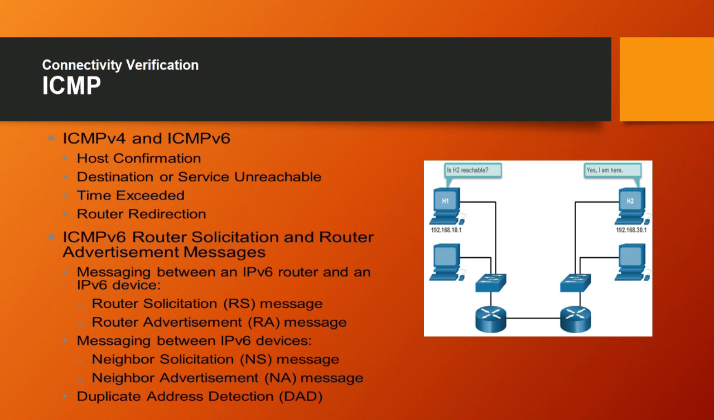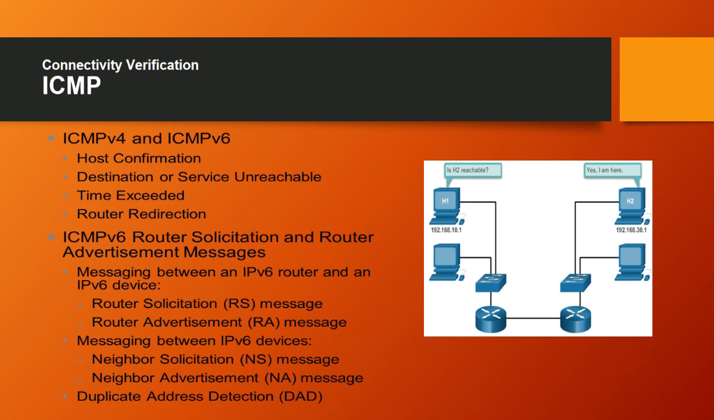With that, the messaging between an IPv6 router and an IPv6 device: the router solicitation message and the router advertisement RA message. Together with the router solicitation and router advertisement messages, we have messaging between IPv6 devices: the neighbor solicitation message and neighbor advertisement message. Last is the duplicate address detection, or DAD.